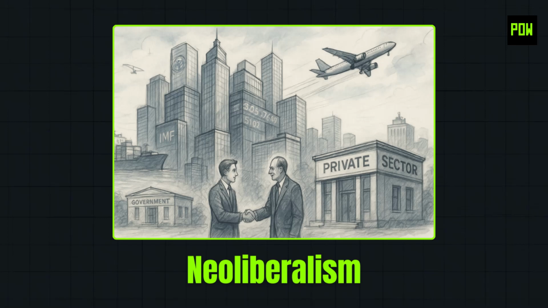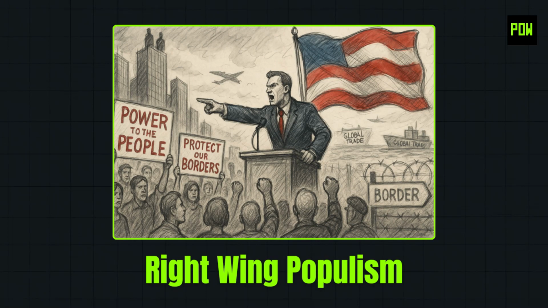10. Neoliberalism. Neoliberalism promotes free markets, open trade, and privatization. It's the idea that the government should not interfere in the economy much. Many global institutions like the IMF support neoliberal policies. 11. Right-wing populism. This combines nationalism with anger at elites. Right-wing populists often speak for the common people and may oppose immigration or globalism. Think Donald Trump or Brexit supporters.